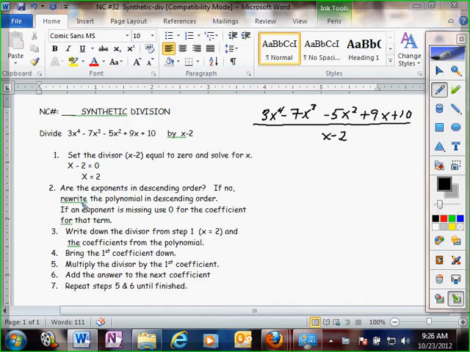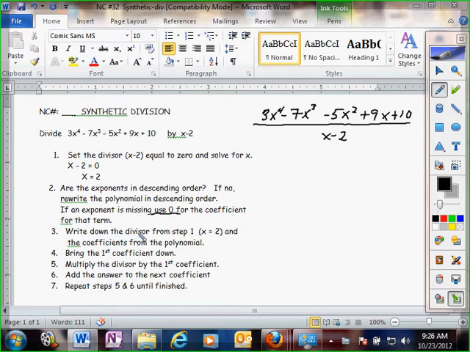Then we want to make sure that our polynomial exponents are in descending order. That means you have the highest power to the lowest power. We have x to the fourth, x to the third, x squared, x to the power of 1, and then our constant. So we're good there. This next piece, where it says if an exponent is missing, we need to use a 0 for the coefficient, I'll get to on the second example. I think you'll understand that more when I actually do an example for it.